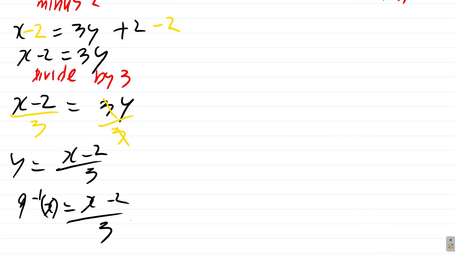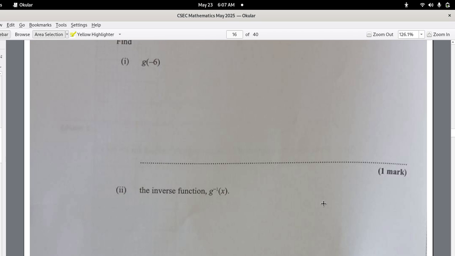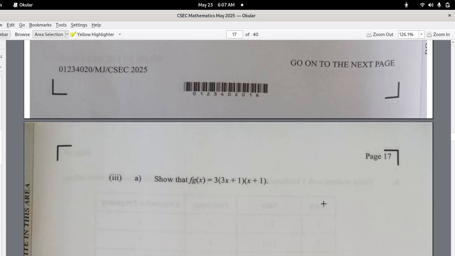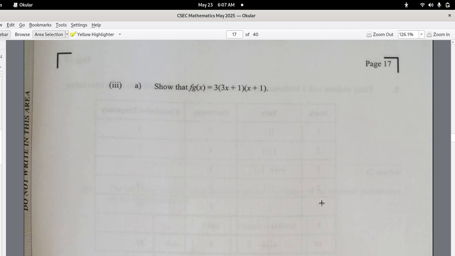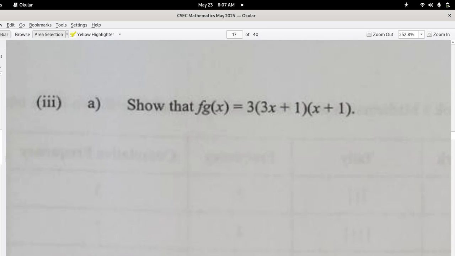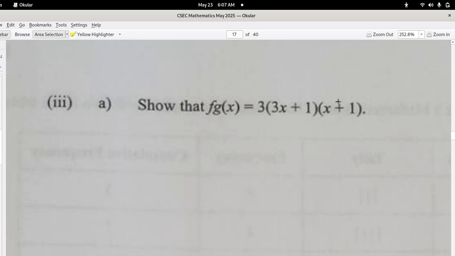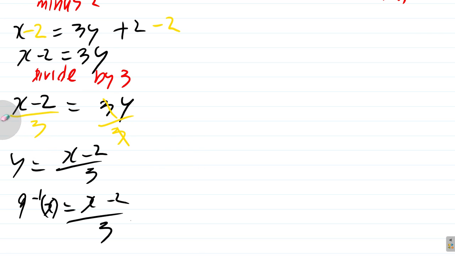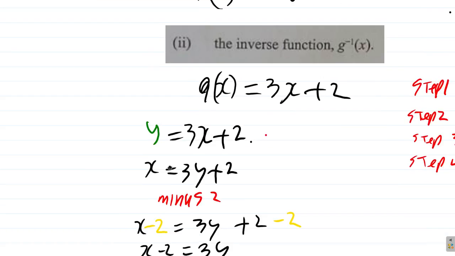Now, they say here, 3 marks for this: show that fg of x is equal to 3 times (3x plus 1) times (x plus 1). Interesting. fg of x. So it is a composite function, but you have some more work to do.